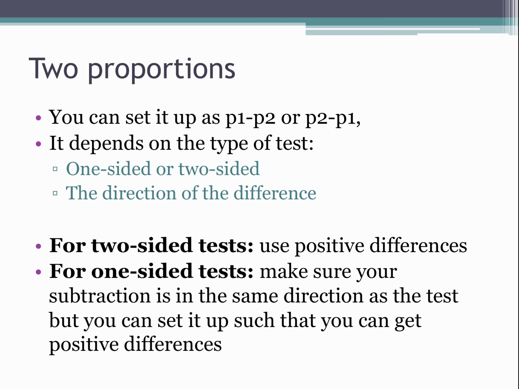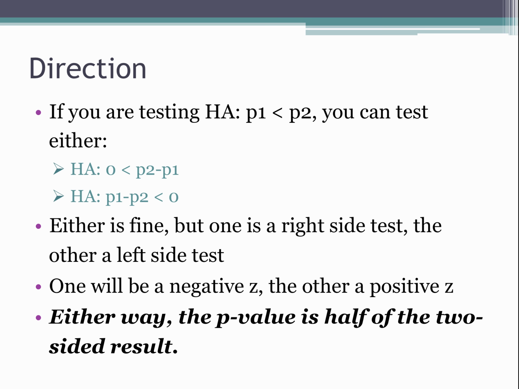For one-sided tests, it's really critical to make sure that your subtraction is the same direction as the test. But remember, you can actually set this up any way that you'd like. In JMP or in SAS, you can order the variables so that you can get the positive difference reported as well as a positive z-score. If you're testing HA where P1 is less than P2, you can actually test either that 0 is less than that or that the proportion is less than 0. It doesn't actually matter. The statistical software will do it for you.